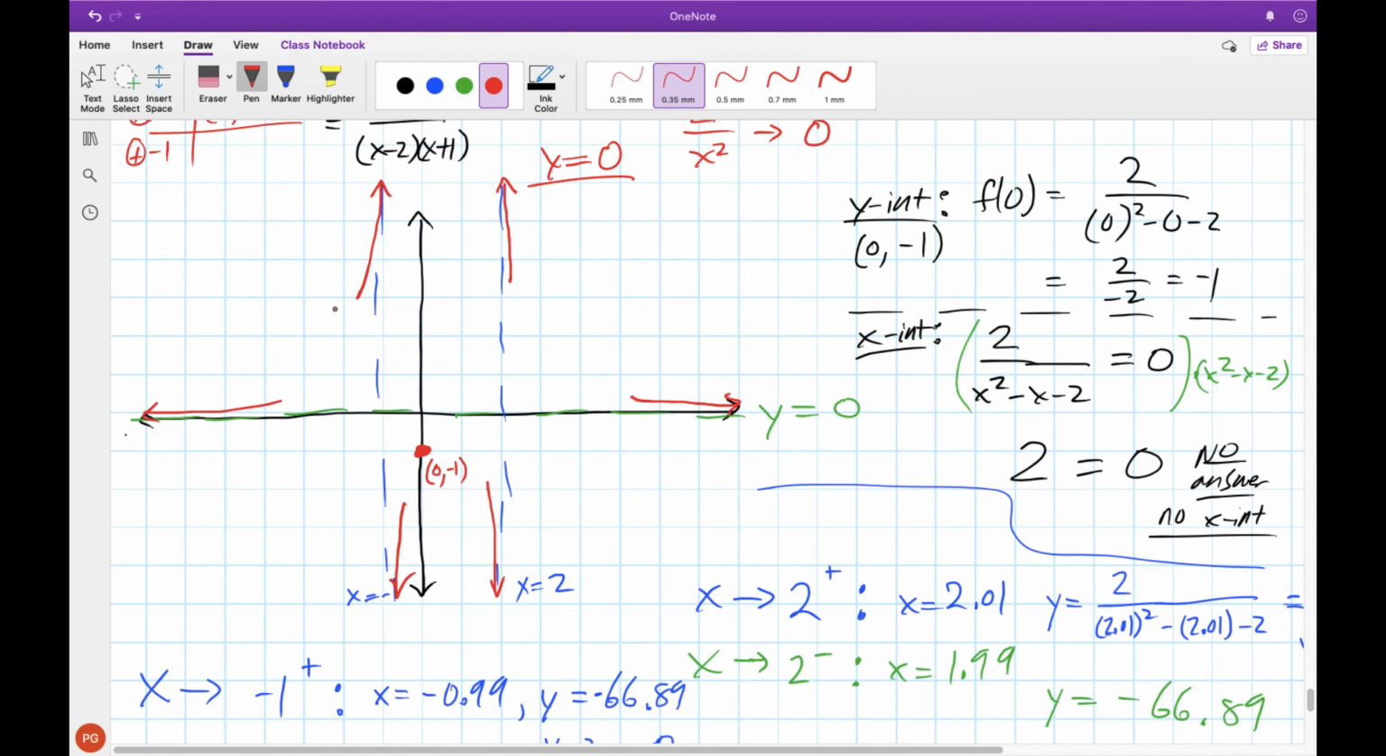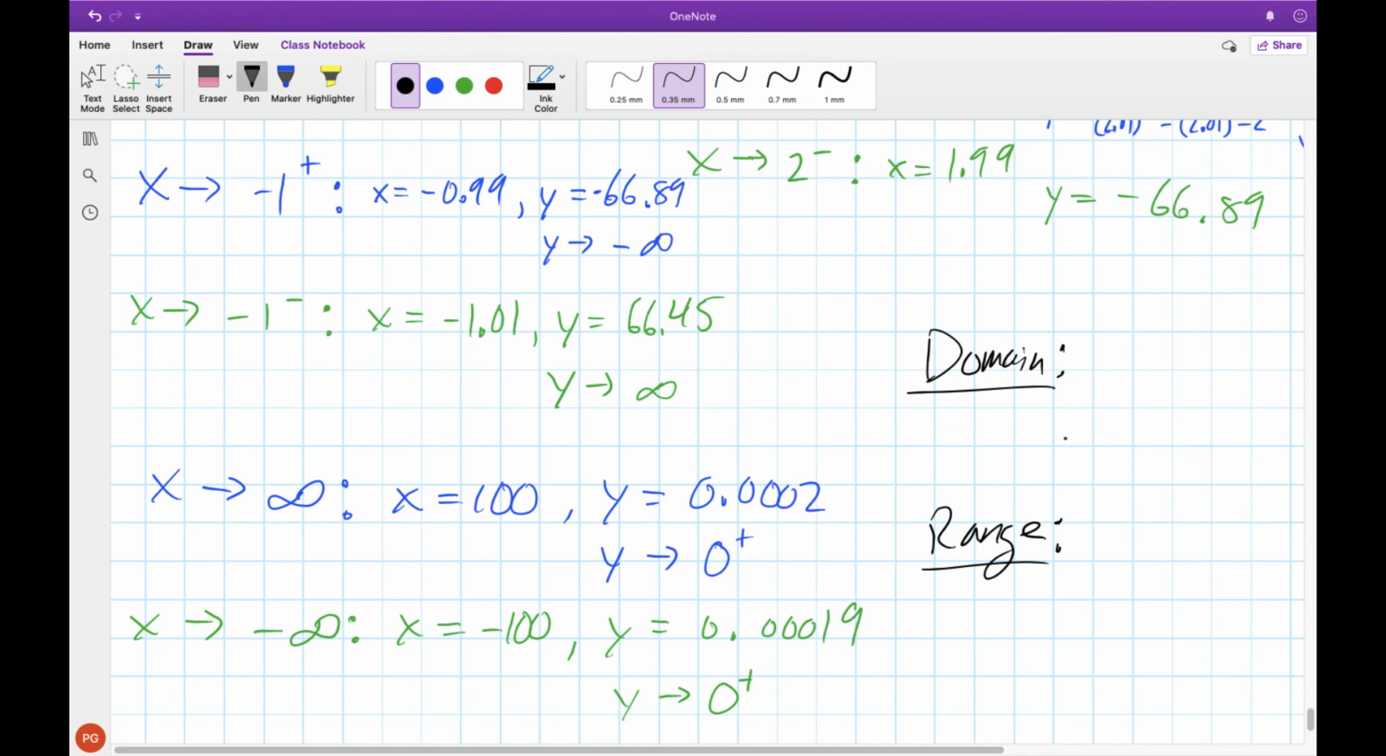Once we have all of these lines, we want to connect them with smooth curves. So I'll connect this curve down here like this, connect this one going through our x-intercept, and connect this one over here. And there we go. There's our final graph. Finally, it asks for our domain and range.